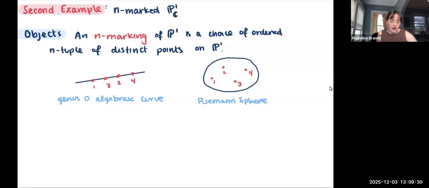So, back to the n-marking. Here's one n-marking, one 4-marking of a P1. I have one point labeled 1, another point labeled 3, one labeled 2, and one labeled 4. So that's my 4-tuple of distinct points. And then here's another depiction. Okay, so those are my objects.